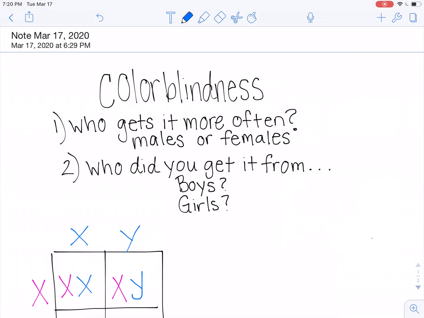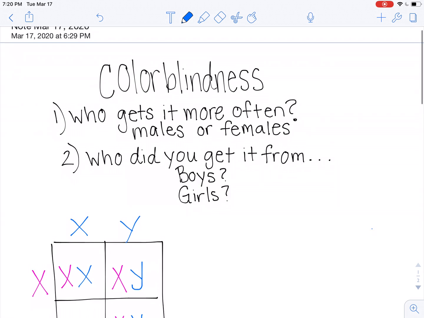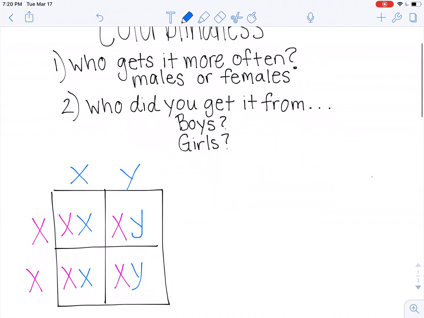I'm going to flip over here to an example of color blindness. We're going to work on answering the two questions here. Who gets it more often, males or females? And who did you get it from, if you're a boy or if you're a girl? Here I have a Punnett square drawn in. First, we're going to write down all the possibilities for males.